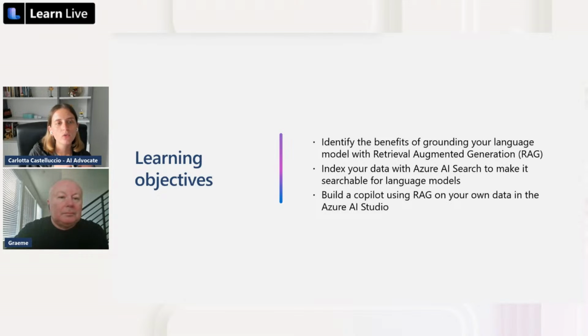And then we are going to see how to index data with Azure AI Search to make it searchable for a language model. And after that, Graham will do some hands-on demos and is going to really show us how to build a Copilot using the RAG framework on specific data, on custom data, using Azure AI Studio and prompt flow.